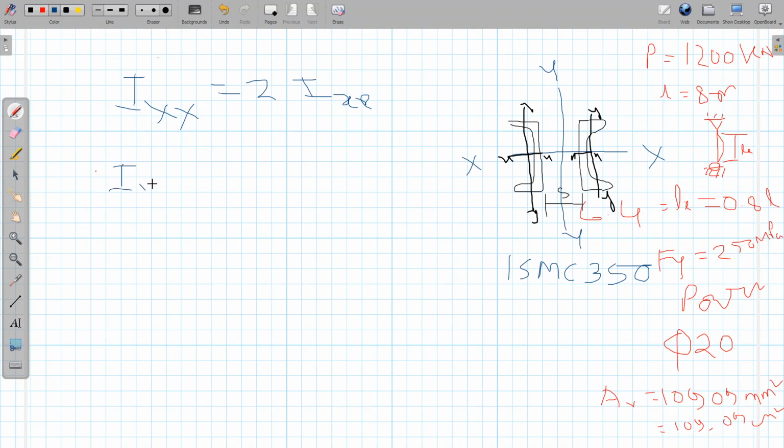Iyy will be equal to the moment of inertia about its own axis, that is, small iyy, plus the area. Whatever is the area, into this distance squared. This distance squared will be S by 2, plus the CG about this. Let us say the CG about this is CYY.